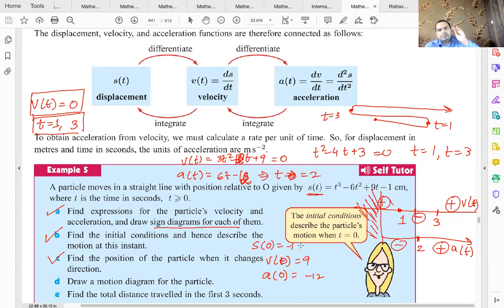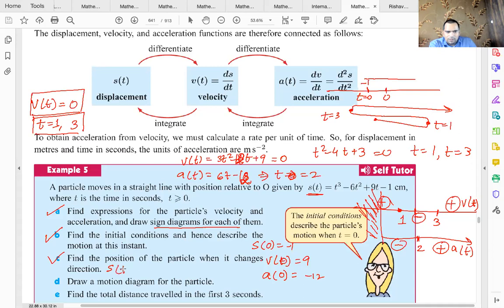So at time t equals 0, the particle is at -1 position, which means that it is 1 unit to the left of the origin. So this is the origin. It is -1 units from the origin, left of the origin. This is where it starts the motion, and then it goes towards the right. So let us see the next part. The next part is to find the position of the particle when it changes direction.